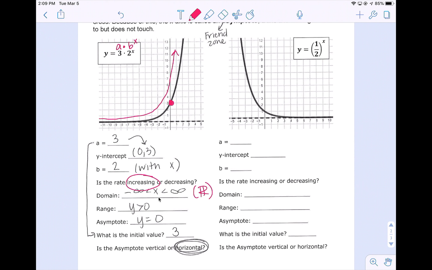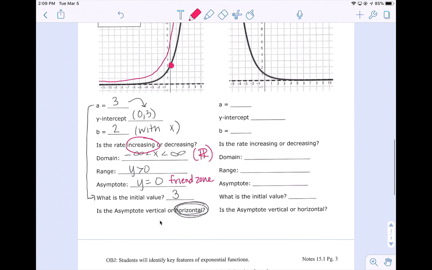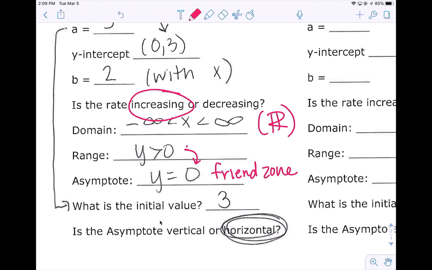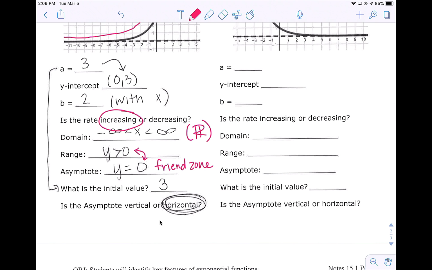Now my range, it looks like my y's are going down to 0, but remember that friend zone is at 0, so I can't be at 0 because that's the friend zone. But I'm everything above 0, so y is greater than 0, and that asymptote is my friend zone. So wherever you cannot go is your asymptote. These two should be directly related. Range should be a greater than sign, asymptote should be an equal to sign, and these numbers should be the same because your range is everything above your friend zone and your asymptote is your friend zone.